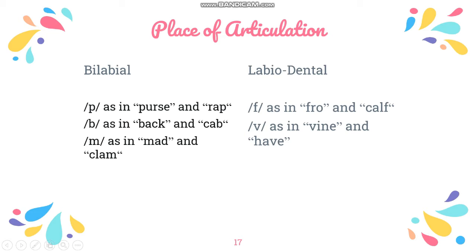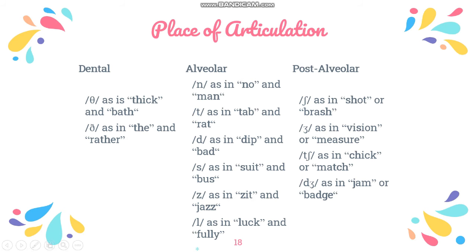The first one is bilabial. Bilabial is like P as in purse and wrap, B as in bag, M as in mat. Labiodental, F as in fro and calf. V as in vine and have. Dental, theta as in thick and bath. Eth as in the and rather.